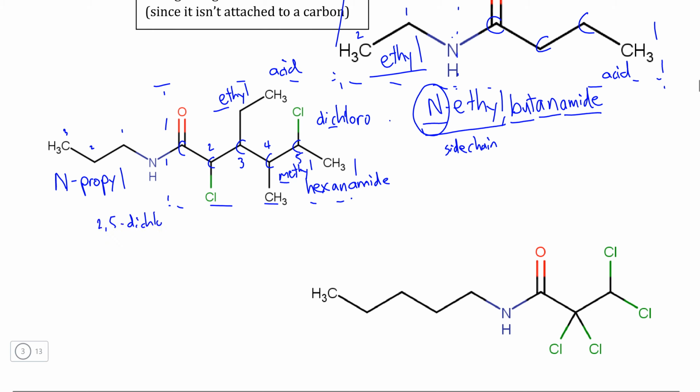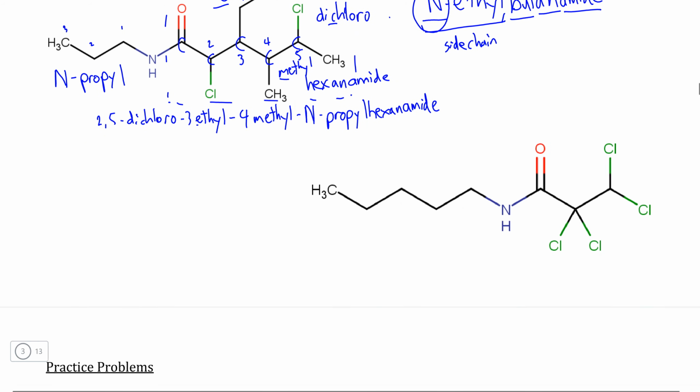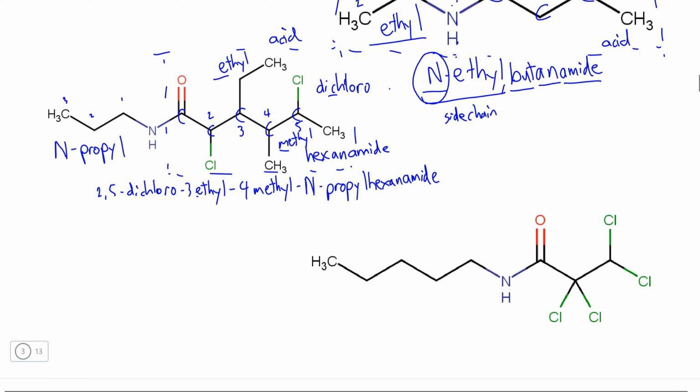So we can start by identifying 2,5-dichloro as our alphabetically first side chain, followed by 3-ethyl because E follows C alphabetically, then 4-methyl because M comes after E but before P, and then finally we have our N-propyl to show that this 3-carbon long side chain is attached to the nitrogen in the amide, and then all that's left is our parent chain name, which is going to be hexanamide or hexanamide, depending on where you want the emphasis.